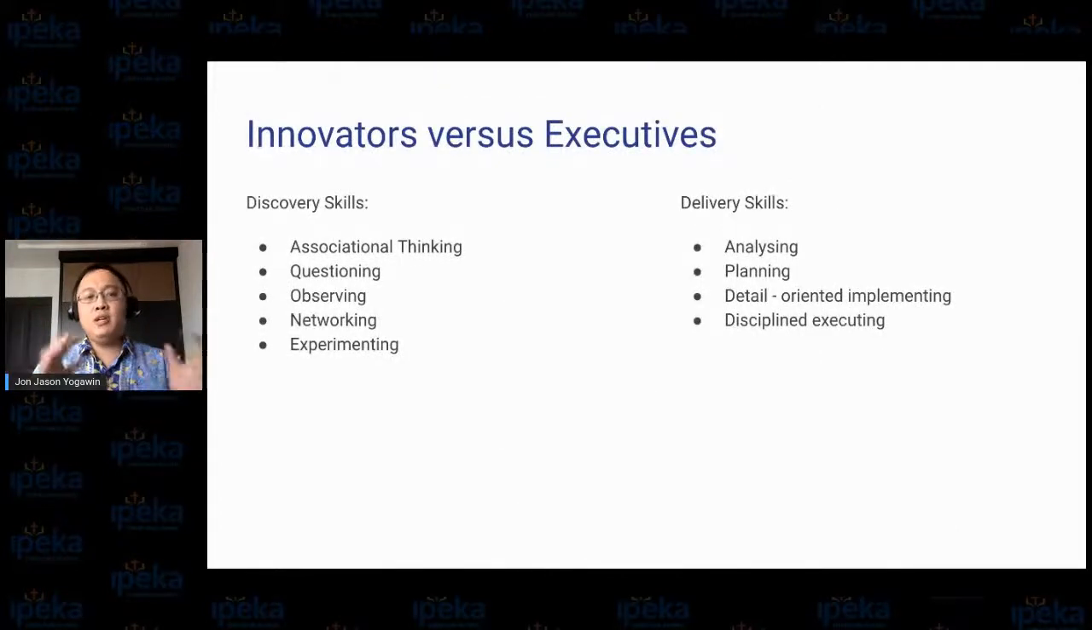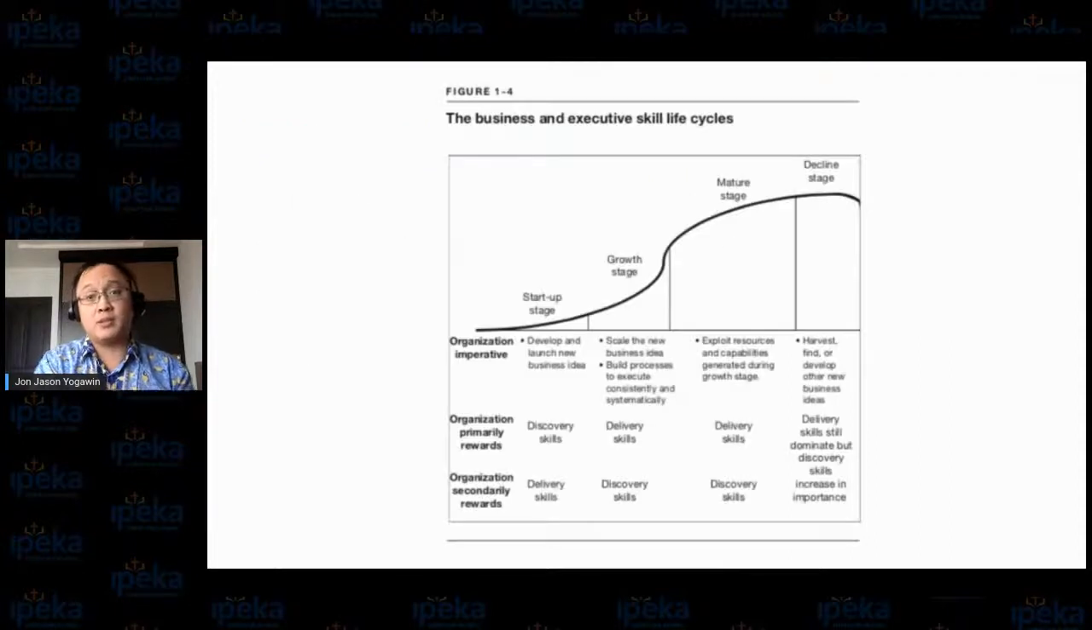Okay. So for the innovators, they have all these discovery skills, right? But for the executives, okay, they're better at delivery skills, which are critical for delivering results and translating an innovative idea into reality. Okay. So whatever the innovators come up with, the executives deliver. Okay. Deliver. So these are important in the business life cycle. So just very quickly, this is from page 35 of the book and shows how each of the skills we mentioned play a role in the business life cycle.